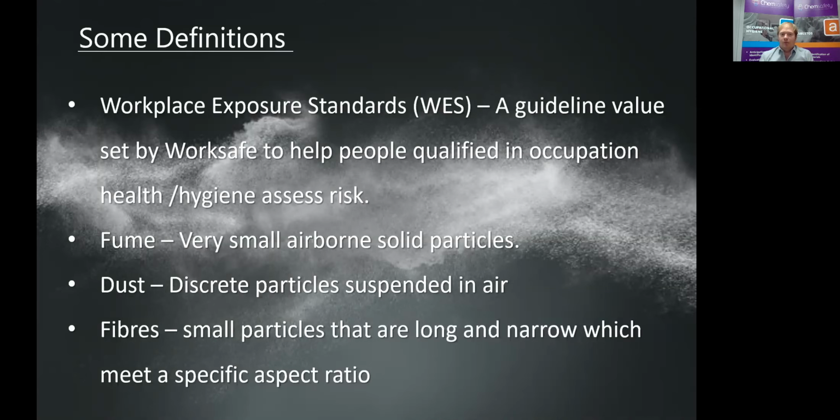Then we get on to some different descriptions of particles in the air. We have fumes. These are very small airborne solid particles. So we may think of a fume as a gas, but actually it's condensed small solid particles in the air. They travel in the thermal vapors, so we think of welding fume or smoke being particular examples of this. Dust is discrete particles suspended in the air. We're not too concerned about dust settled on surfaces, but about the dust that's in the air. And fibers. These are small particles that are long and narrow, which meet a specific length to width aspect ratio. So you think of like a strand of hair, that's a fiber, whereas a piece of sand, that's a piece of dust.